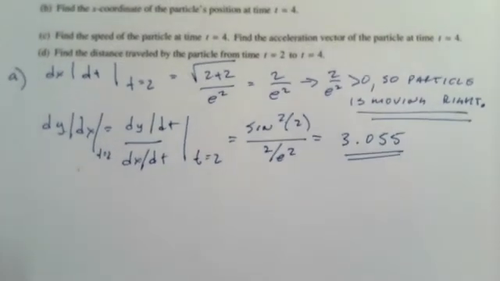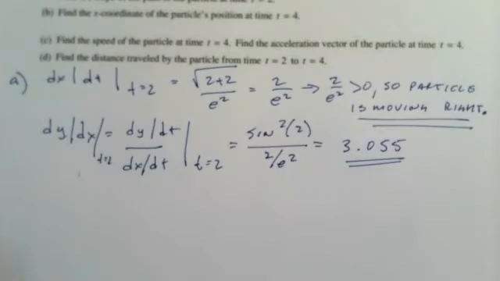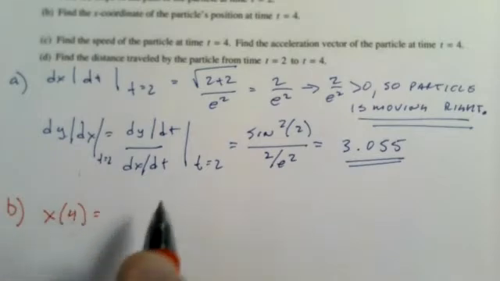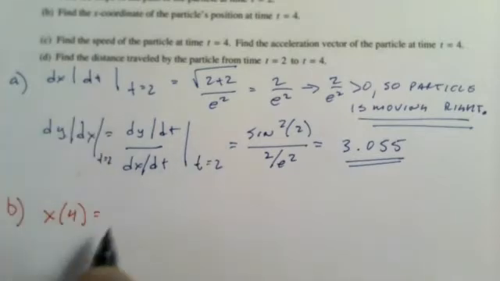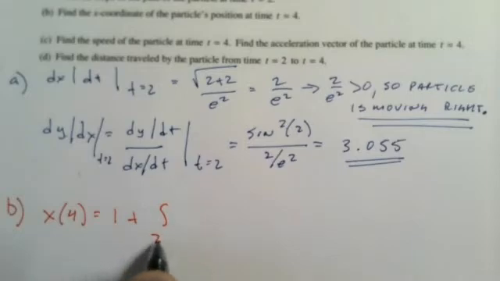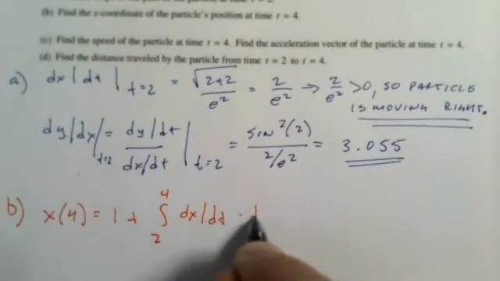Part B, find the x-coordinate of the particle's position at time t equals 4. All right, at time t equals 2, the particle's at position (1, 5). So find the x-coordinate of the particle's position. So x of 4 is the initial position, 1 at time 2, plus the integral from 2 to 4 of dx/dt. Probably should have written that as x prime. That's fine. That's a calculator problem.